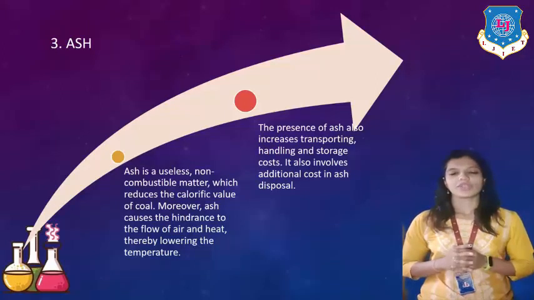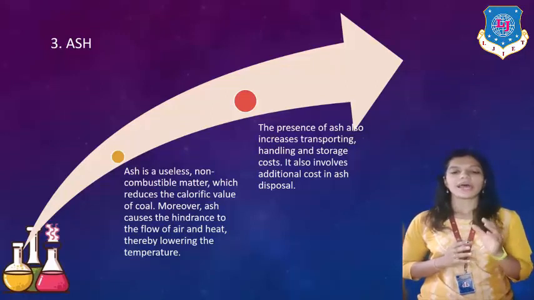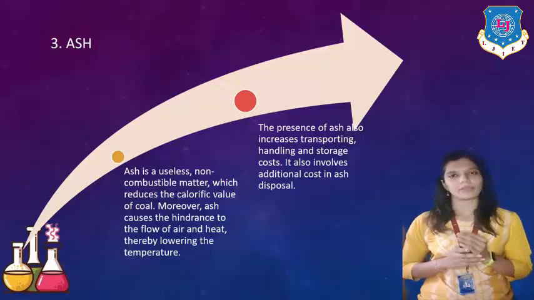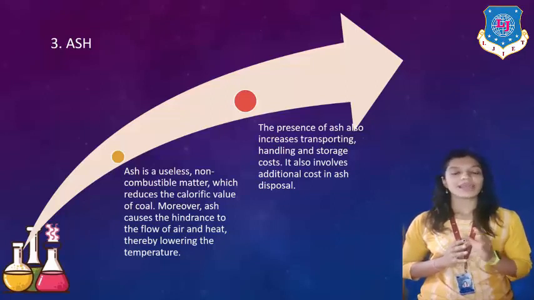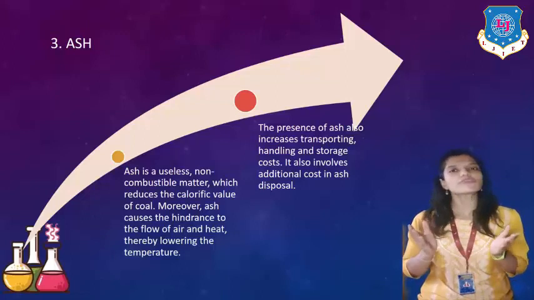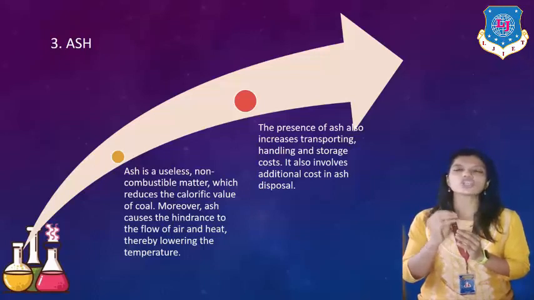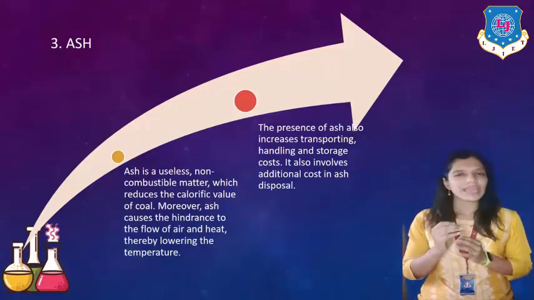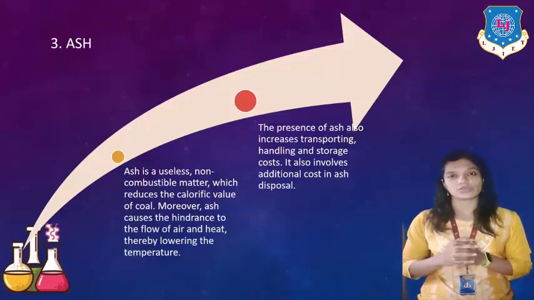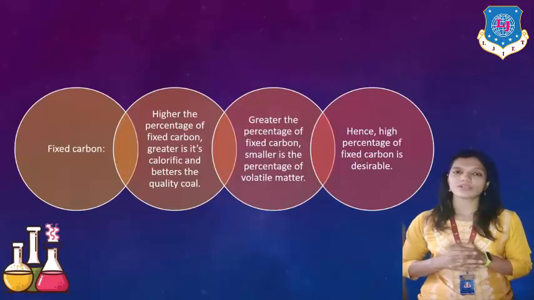Next is ash, right? So, ash is basically a useless non-combustible matter which reduces the calorific value of a coal. Moreover, ash causes hindrance to the flow of air and heat and thereby lowers the temperature. Okay, the presence of ash also increases transporting, handling and storage costs because it is of no use. When we have anything which is of no use, then it is not cost effective, right? It also involves additional cost of ash disposal because we cannot dispose ash in air as such. So, we should have a proper protocol for its disposal also.